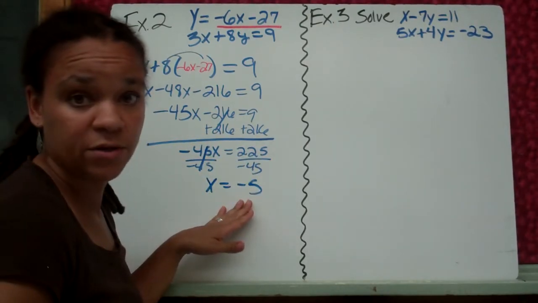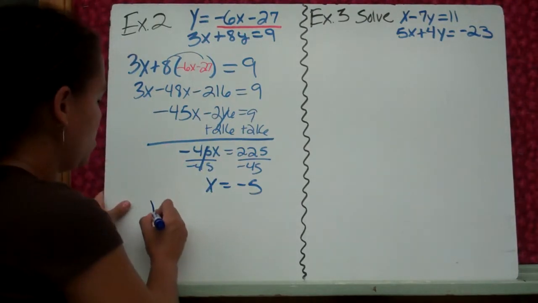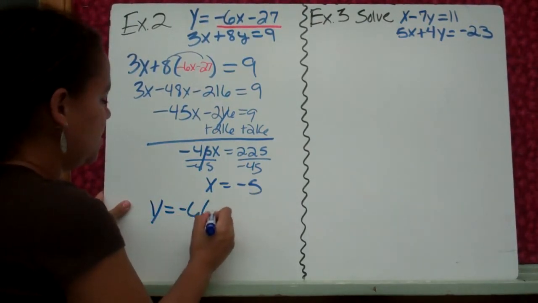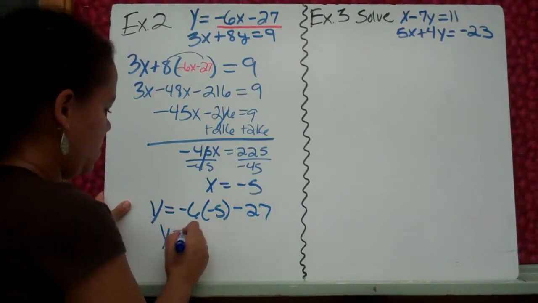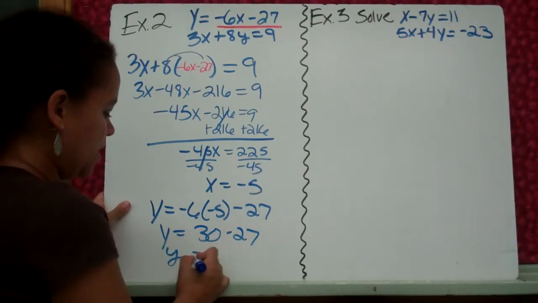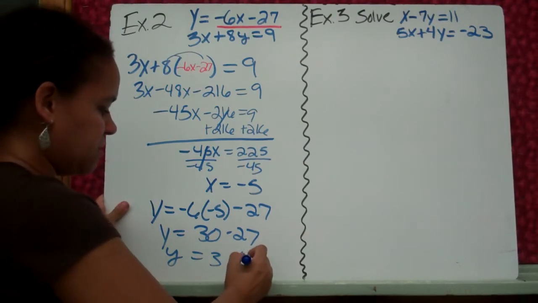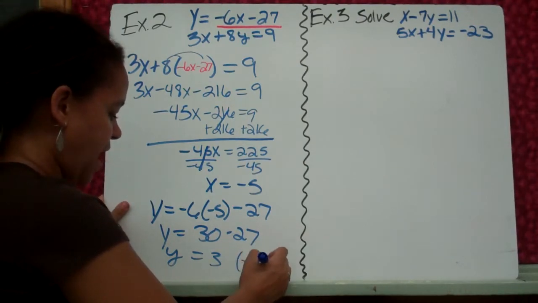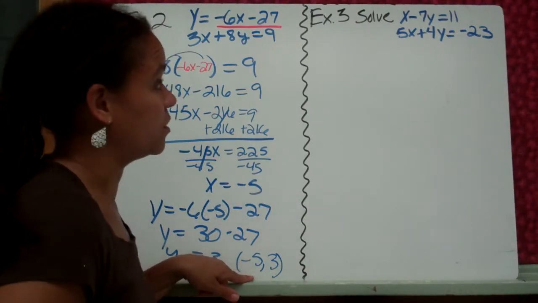Remember, we need an ordered pair, so don't forget to plug that back into the original equation to find out what y is. Y is equal to negative 6 times negative 5 minus 27. 30 minus 27, y is equal to 3. So our ordered pair, or final answer, is negative 5, 3. Check that out and see if it actually works.